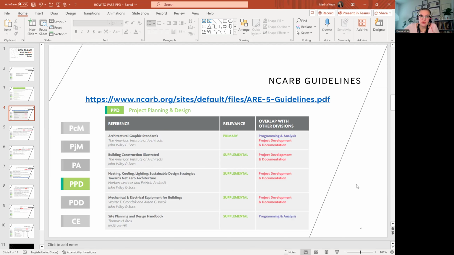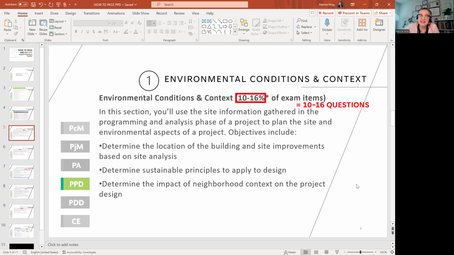So let's move to the next question. Sorry, next slide, and this is the first section of our exam. So that is environmental conditions and context. And if you remember from PA, that was kind of similar, but we do little different things here. This section is between 10 and 16% of exam items. And since we have 100 questions, it's easy to translate that into the number of questions. So it's between 10 and 16 questions for this section.